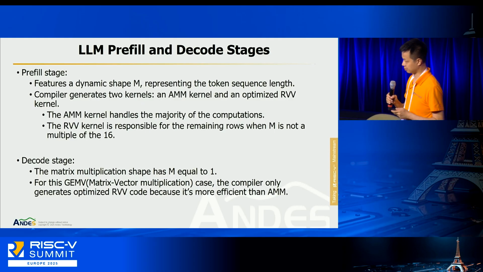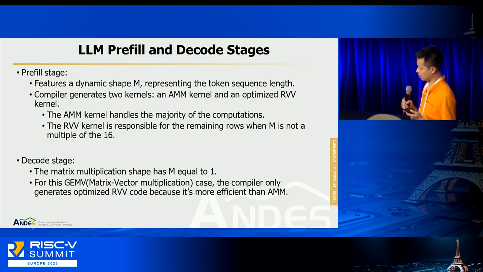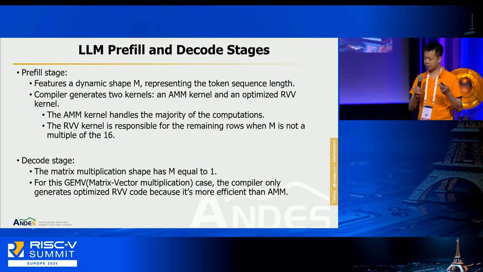So the next is the decode stage, which features a GEMV operation. For this specific scenario, we choose to generate optimized RISC-V code because it's more efficient than AMM in this case.